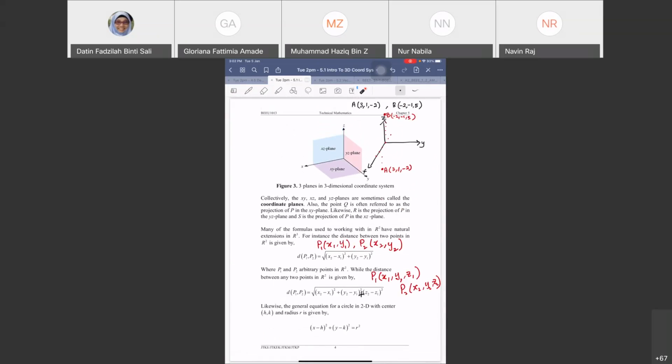So I think I can take a break for 5 minutes, and then we will continue with the main theme, which is on 5.2, which is about vector. Okay, 5 minutes break.